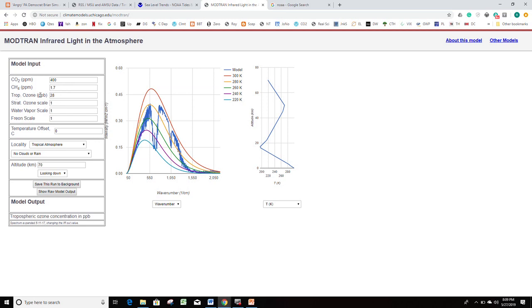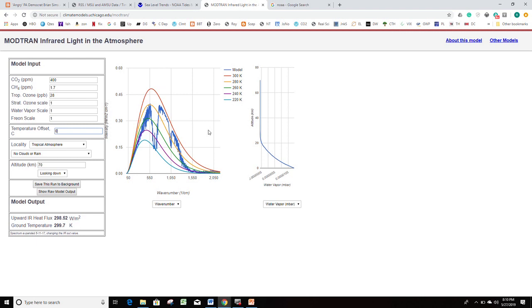Okay, so here's the tropospheric ozone. This is the stratospheric ozone. This is the water vapor. Now the water vapor is a little complex. You can go over here and see this water vapor in millibars. You can figure out what a cloudy day or a humid day would be, and then you can enter it by a percentage over here. So you could enter something like 1.1 or 1.3, and then Freon, and then the temperature offset.